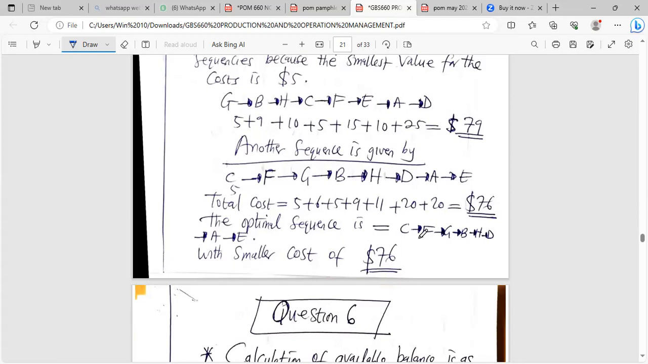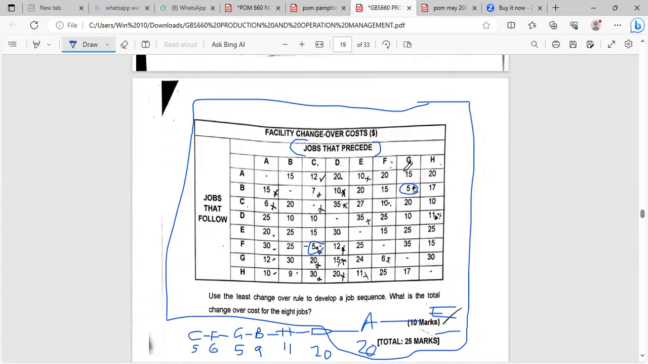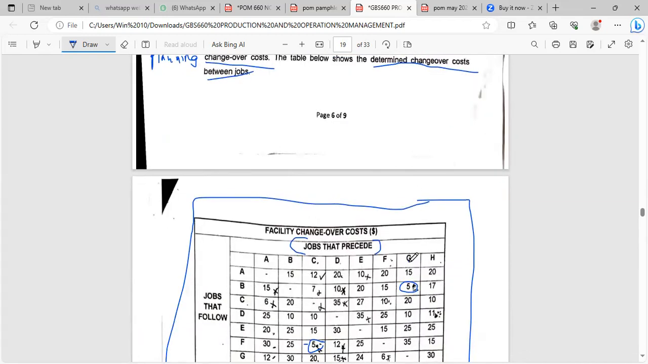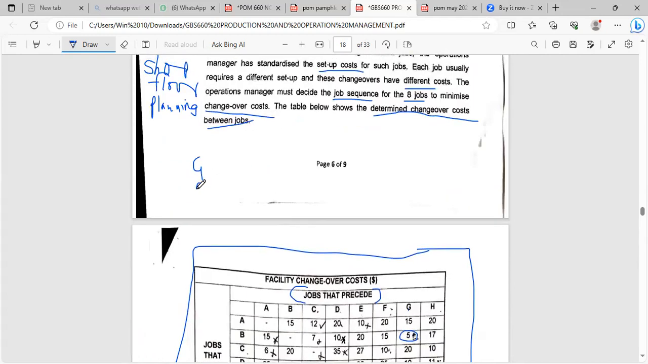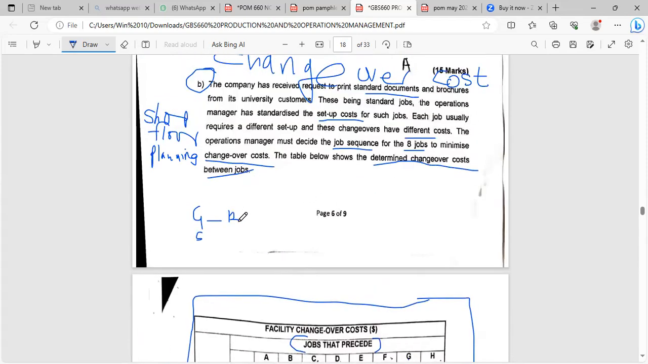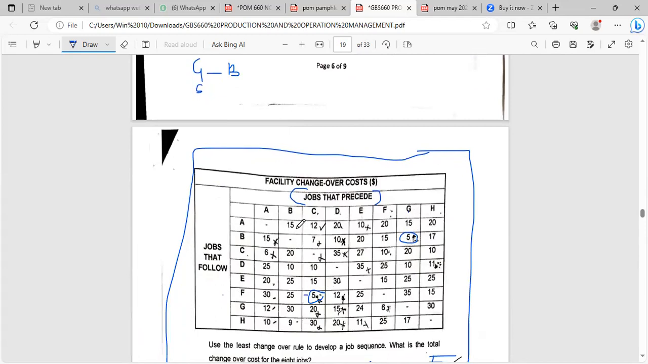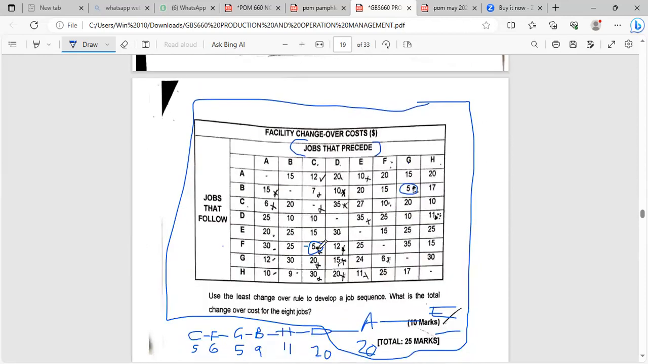Now, the other one, which we can look at, is the first one here. We're going to start with G. When you start with G, what you're simply saying is G has started. The smaller cost is 5. Where do we go? We go to B. B has started. The smallest cost in B is what? It is 9. So B is 9. You go to which one? H.